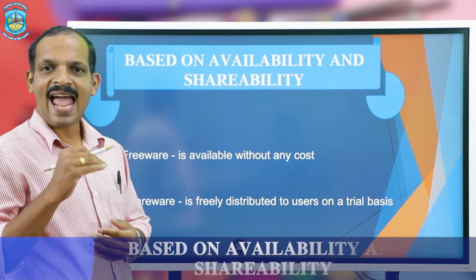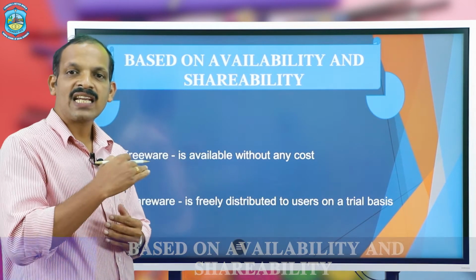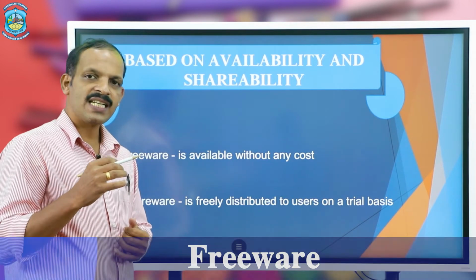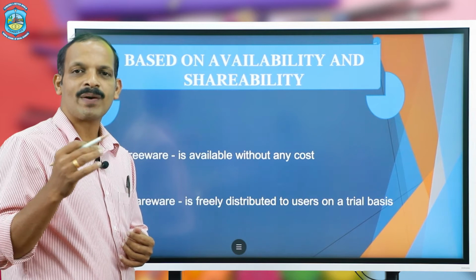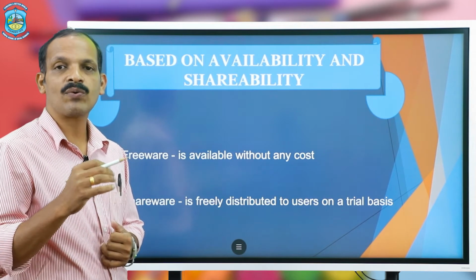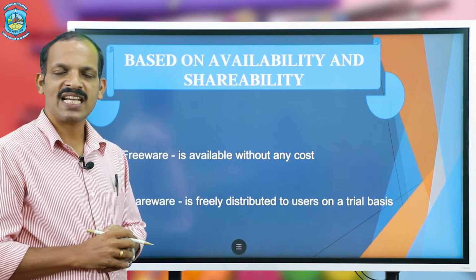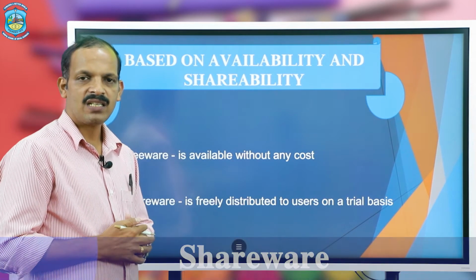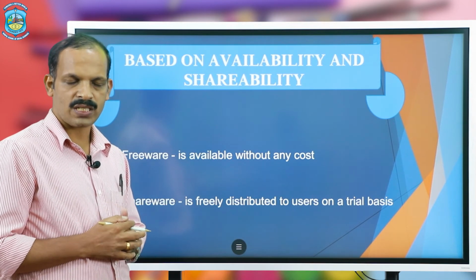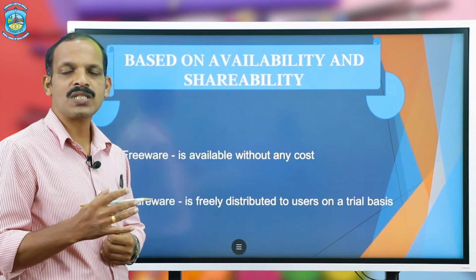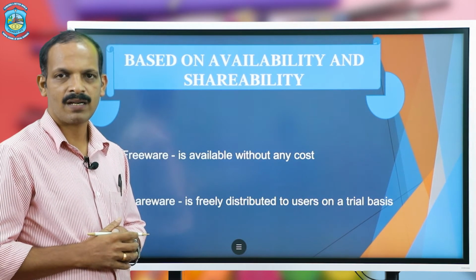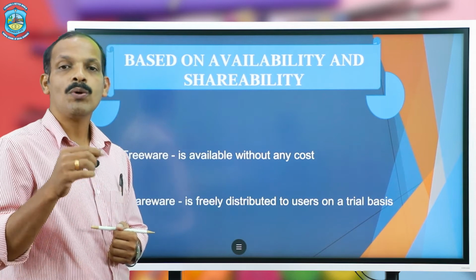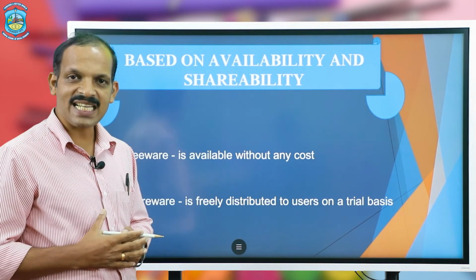Again, based on availability and shareability, we can categorize these software. The first one is freeware. It is available on the internet or we can get it from different sources. We can use it without any cost. That type of software we can say is freeware. The second one is shareware. Shareware is software that is distributed on the internet and from different sources. We can download it and use it only for a specific time period. After that, if you want to continue to use that software, you need to purchase it. This type of software we can say is shareware.